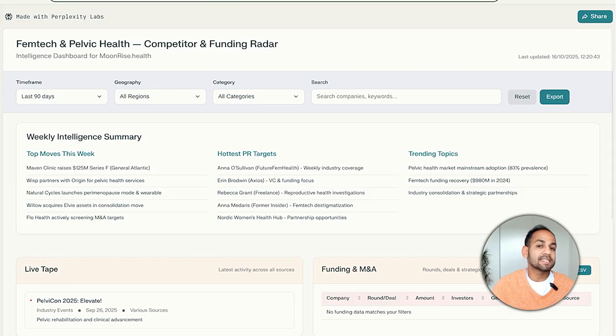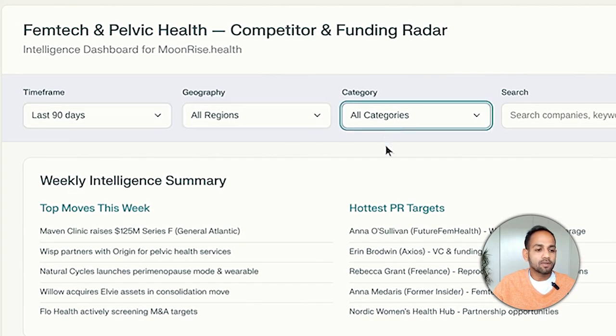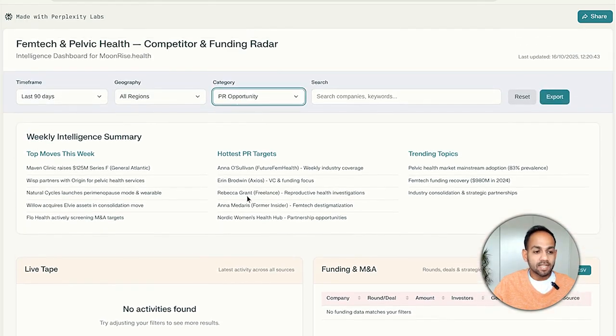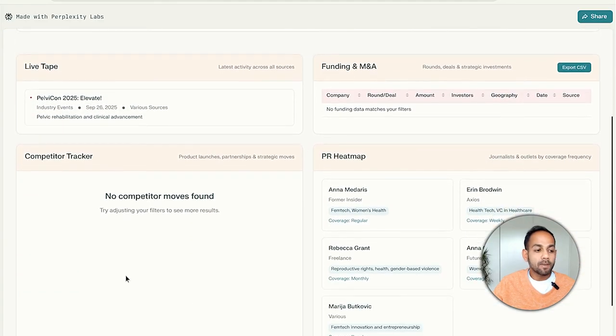So if you look at this dashboard, first of all, again, this is a mini app. You get your own link and this app is yours, right? And now you can see that you can filter things. You can go by geography. You can look at different categories of funding over here. You can see there's not much funding going on in my sector, as it looks, in the last 90 days. And here you can see, for instance, let's say reset. And here you can see there's a conference coming up called Pelvicon. Could be interesting. No competitor moves found.